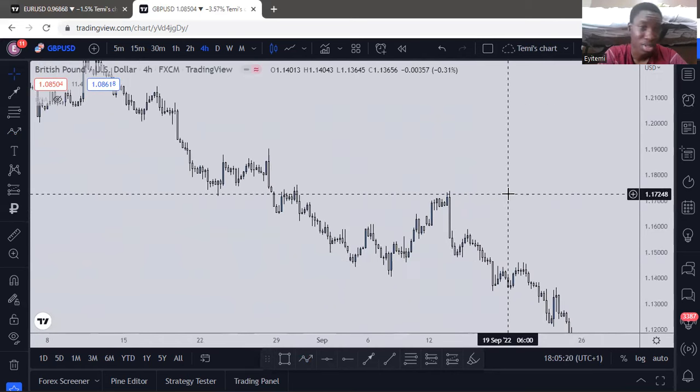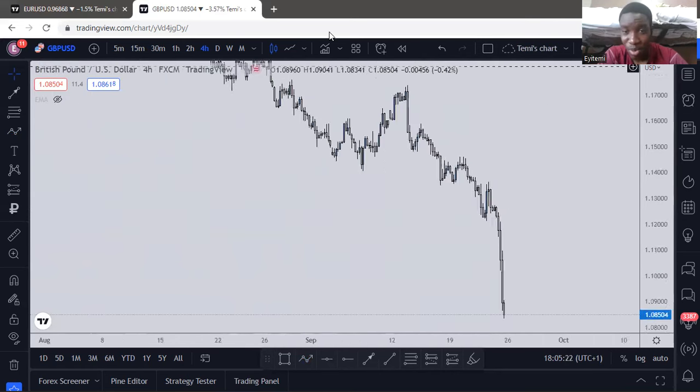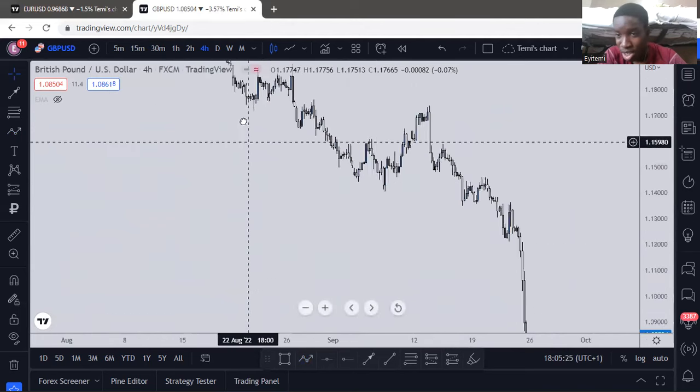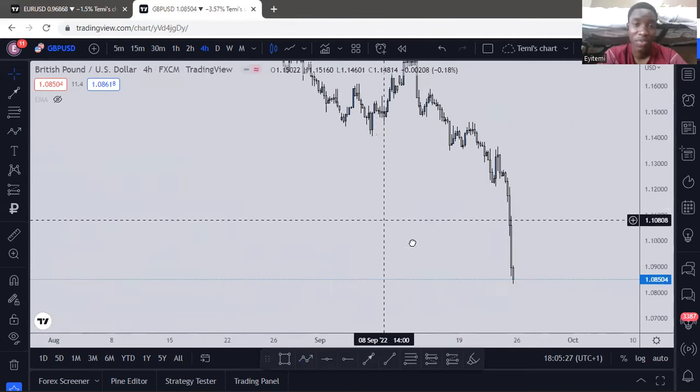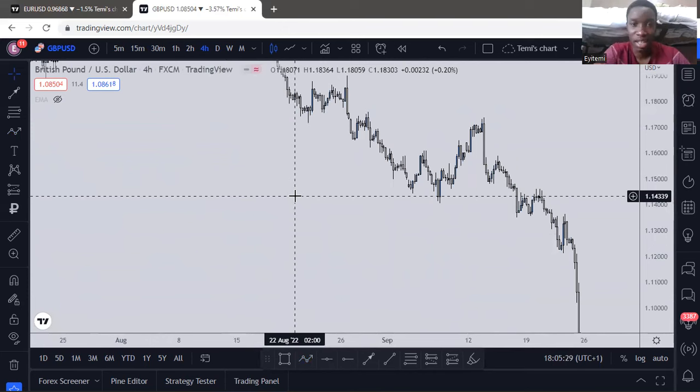GU this week has been crazy, man. See how many pips GU has dropped since. It's currently at 1.085, which is insane, guys, insane.